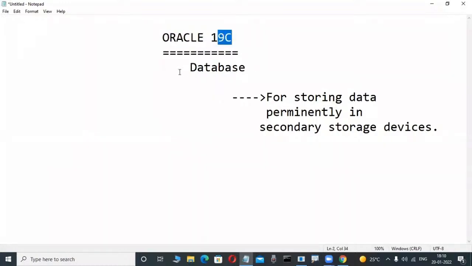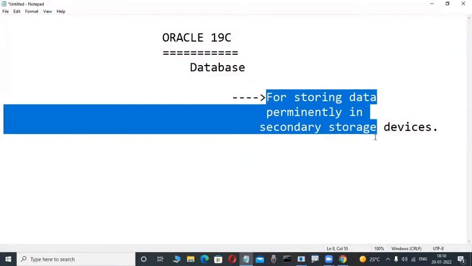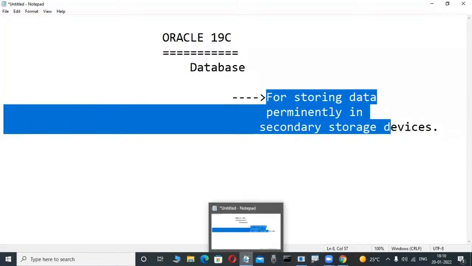Some version number is there. This is a database product, one of the popular databases, Oracle, a product from Oracle Corporation. But what is the purpose? For storing data permanently in secondary storage devices. Now slowly observe here. Actually, so many database applications are there worldwide. 90% of software applications depend on a database. Without a database, it is impossible to store the data.